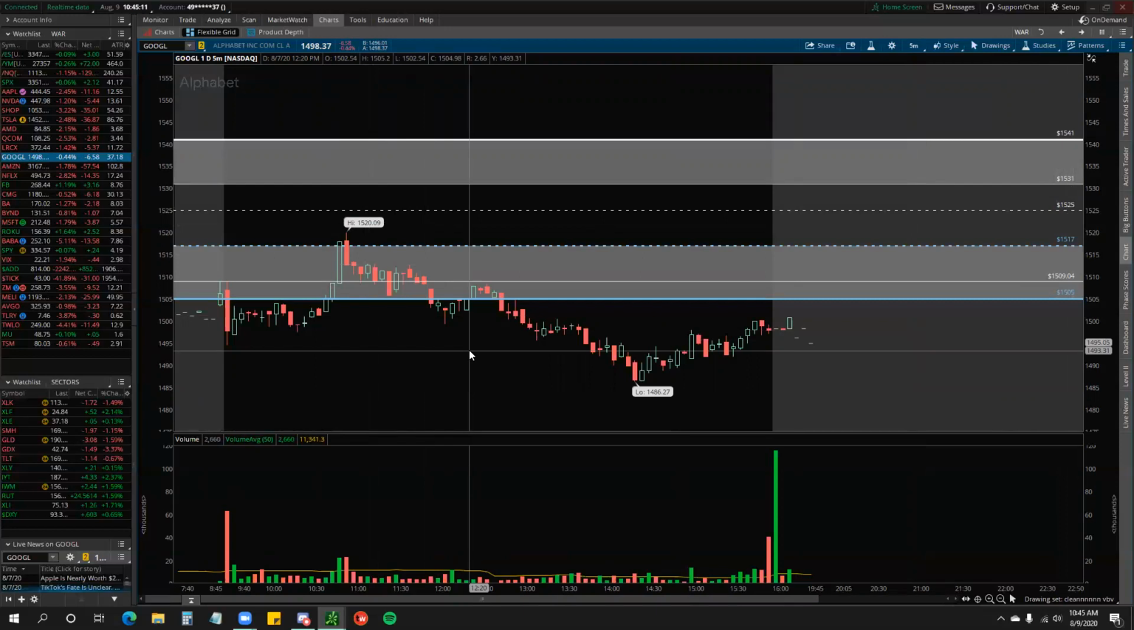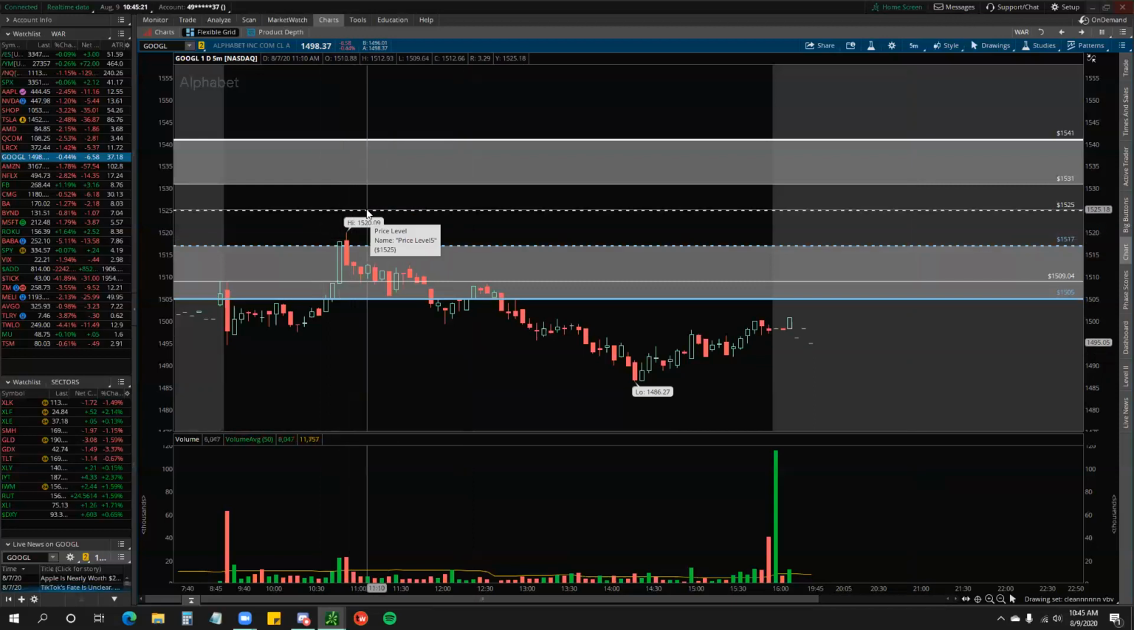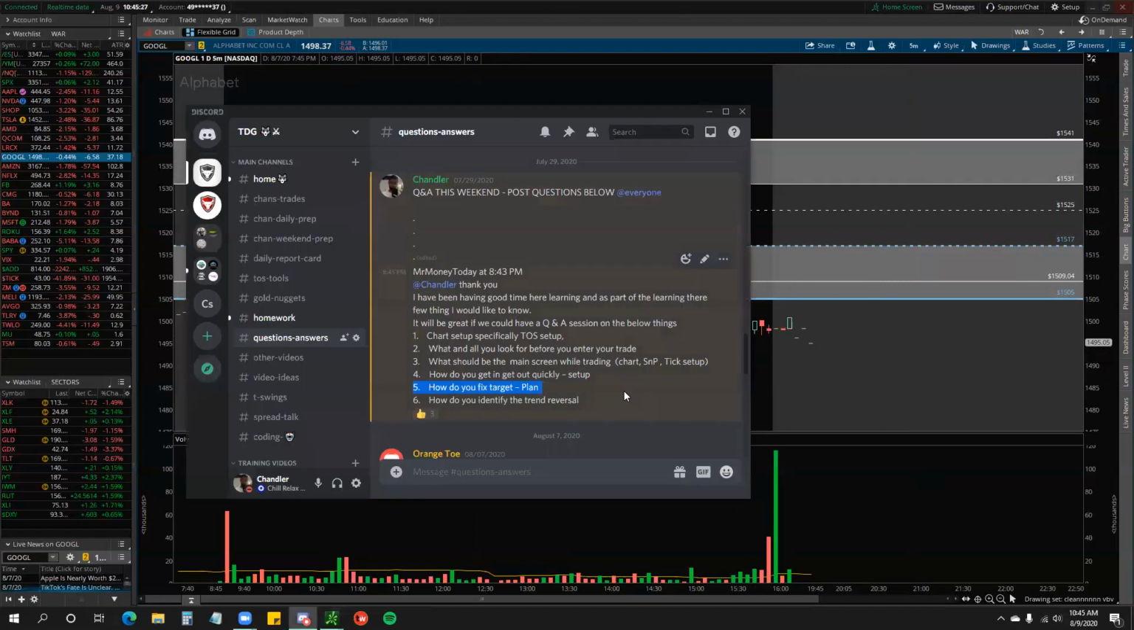So you want to pre-plan your targets, team. You want to mark up your zones above and below. So if it hits here and stops, right, that's one target. If it keeps going, that's the next target. If it breaks that, next target, next target. So again, plan your trades, family.